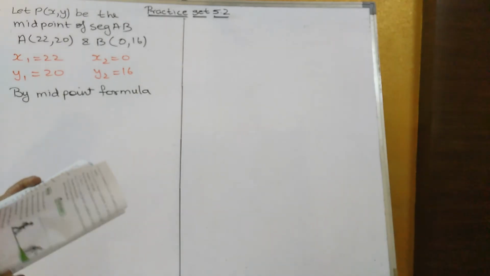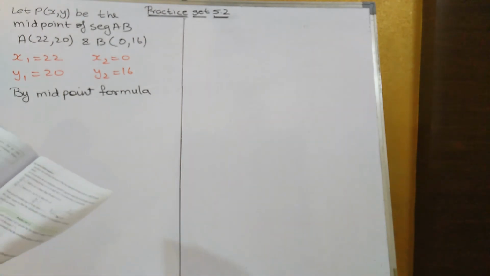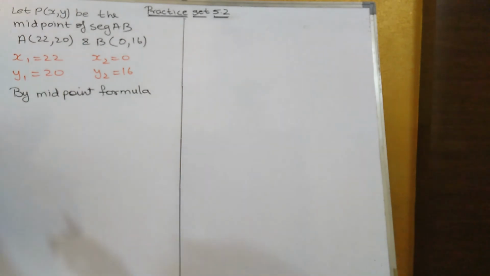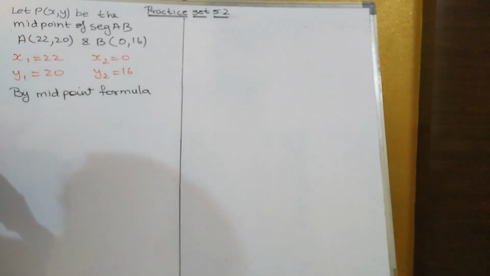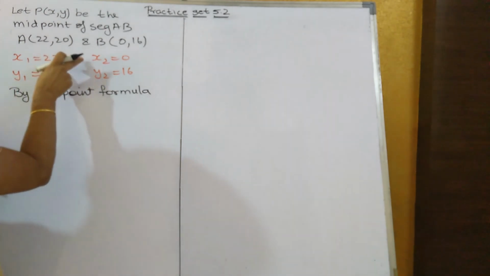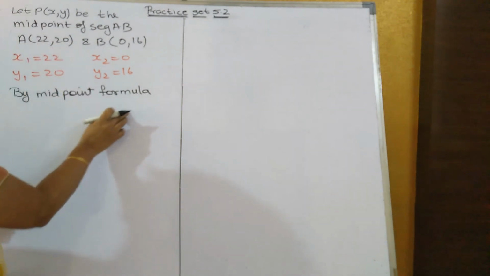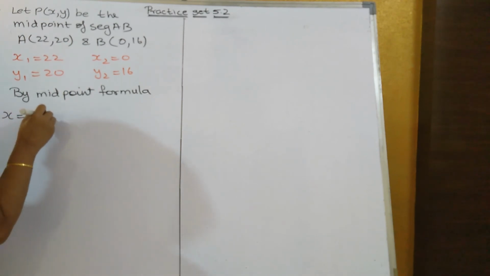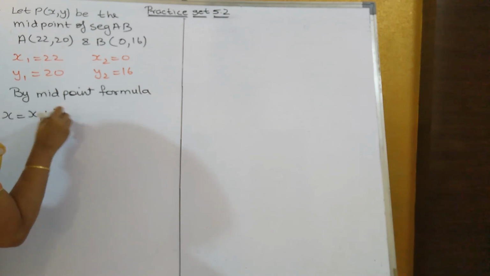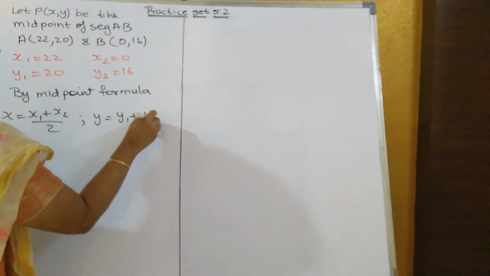Now sum number 6, they have given: find the coordinates of the midpoint of the segment joining the points (22, 20) and (0, 16). So let us take P (x, y) to be the midpoint of segment AB, and let us take A as (22, 20) and B as (0, 16). So x1 is 22, y1 is 20, x2 is 0 and y2 is 16. Since P is the midpoint of segment AB, we'll use the midpoint formula. So x is equal to (x1 plus x2) upon 2. Similarly, y is equal to (y1 plus y2) upon 2.